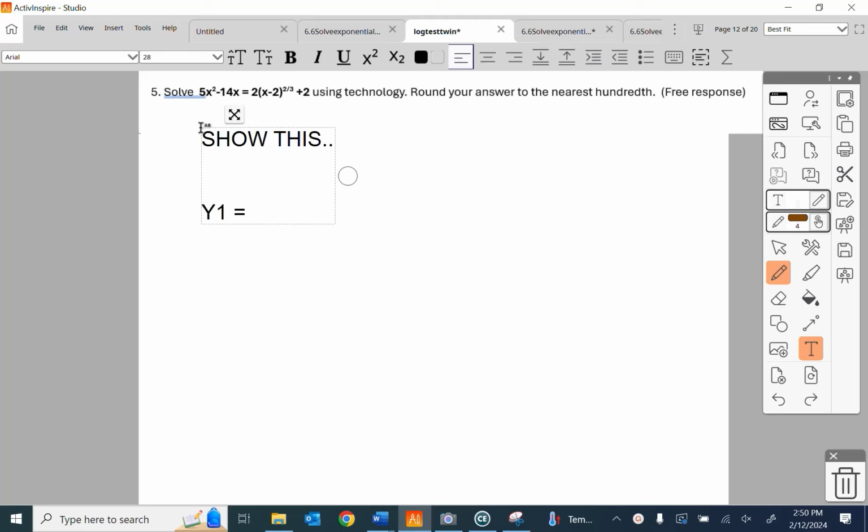Y1 is going to be 5x to the second minus 14x. Y2 is going to be 2 times (x minus 2) to the 2/3 plus 2. It's not a hard thing to do.